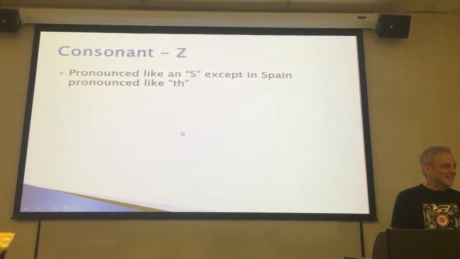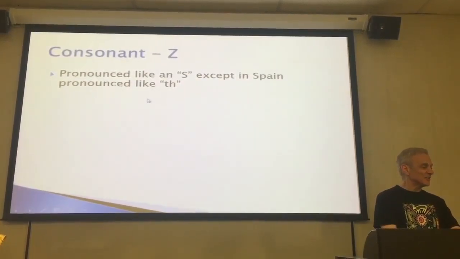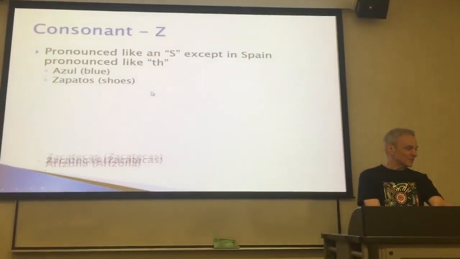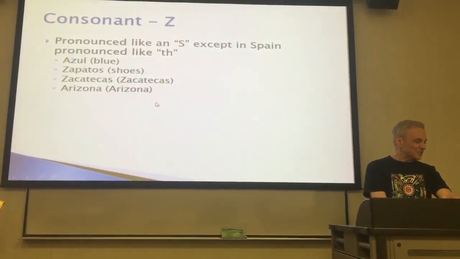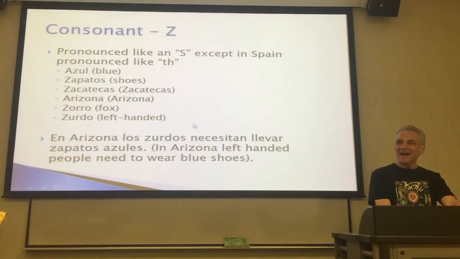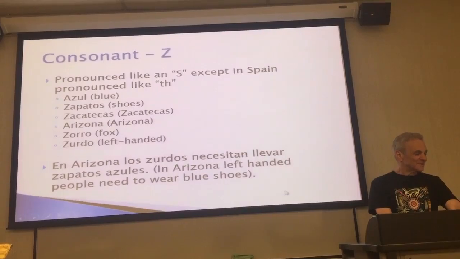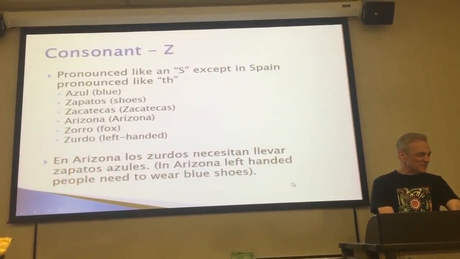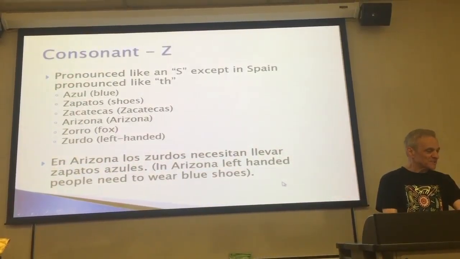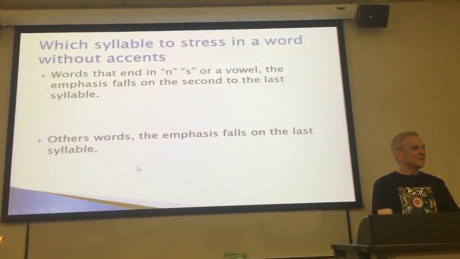Okay. Finally, the Z is pronounced like S, except in Spain it's like TH. So this would be azul, zapatos, Zacatecas, Arizona, zorro, zurdo. And now we need someone to pronounce this. Carlos? En Arizona, los zurdos necesitan llevar zapatos azules. Yes, and if it were in Spain, it would be, en España, los zurdos necesitan llevar zapatos azules. That's the way they would say it there.